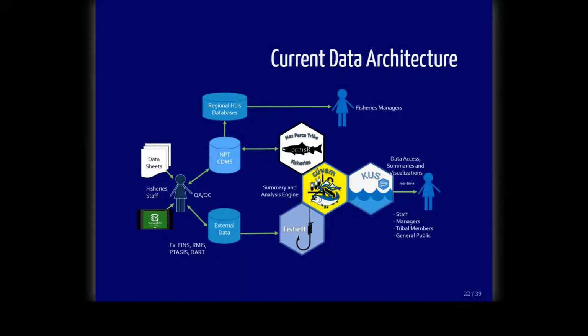So CDMS-R is pulling and pushing data to CDMS. A package named Fisher is pulling data from external sources. CM in the middle is Nez Perce for fish. And that's really our summary and analysis engine that has all of the calculations and methods within it. And then Coos is an R Shiny application that is constructed to share that information with our staff and our tribal members and our managers and the general public.